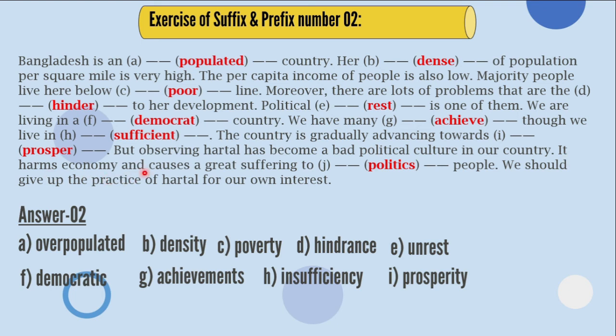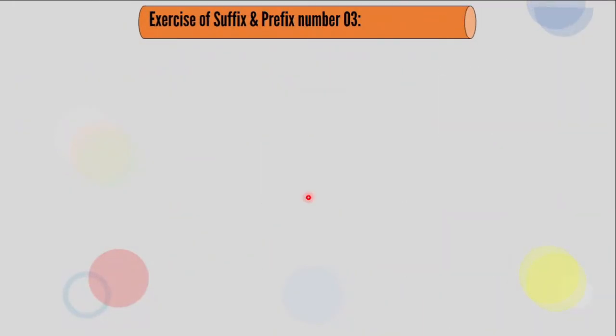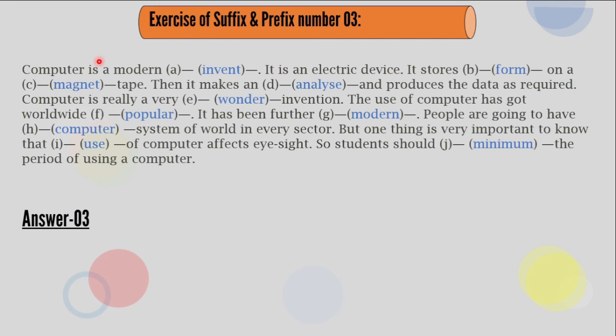It harms economy and causes a great suffering to dash. Politics is there, politics people, so actually it won't be politics people, it will be non political people. We should give up the practice of hartal for our own interest. So let's see some more exercise for our betterment. Here is a passage. Computer is modern dash. So what comes after modern?